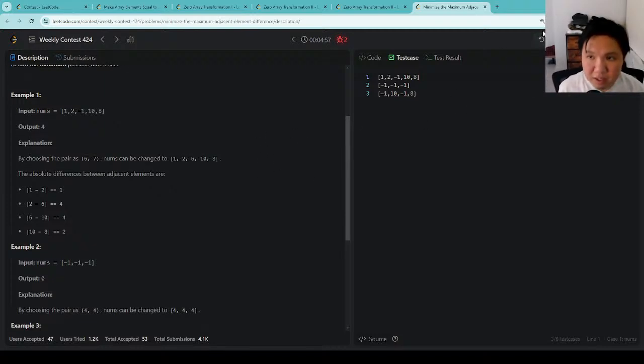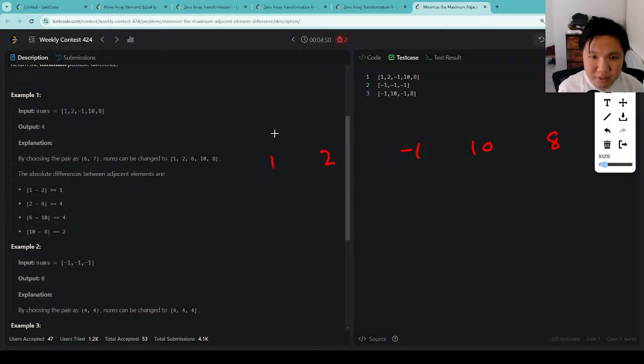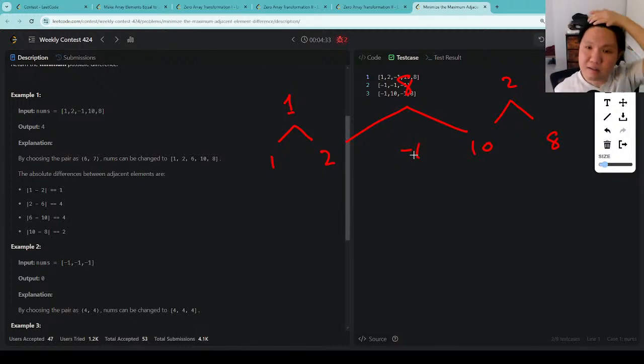So let's say 1, 2, -1, 10, and 8. So this and this is 1. This and 2. Yeah. So this and this is 8. The difference is 8. And there's one thing in between. So I can choose a number here that minimizes. Okay.